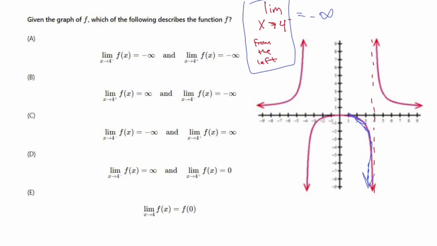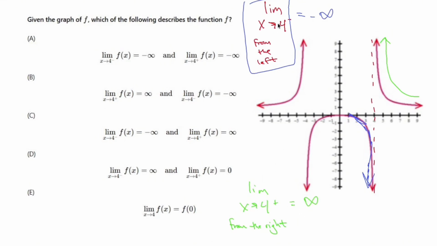Similarly, the limit as x approaches 4 with a little plus sign means from the right. So as I go to 4 from the right, here I am, I'm going to 4, it didn't take long, we're going up, which means you're approaching +infinity.